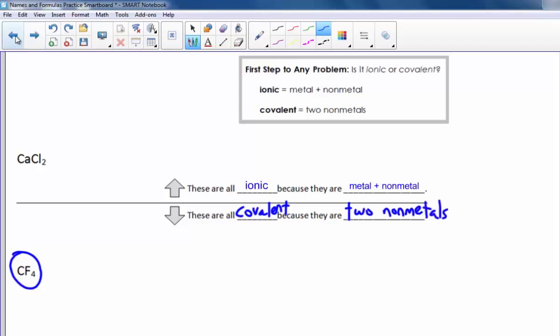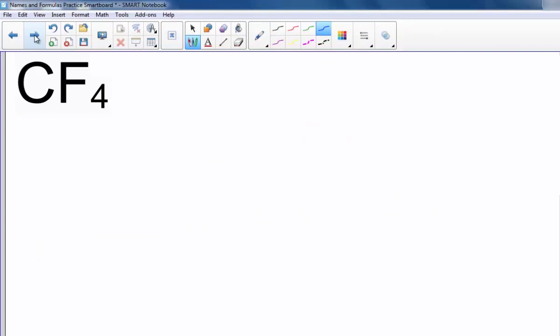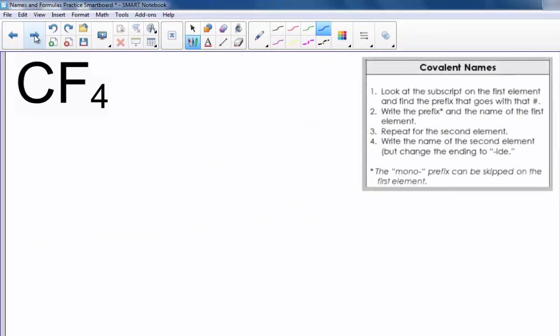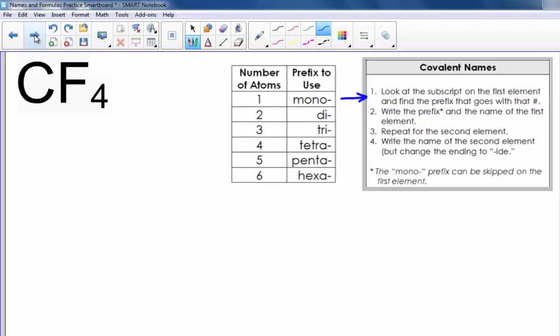Now I'll do one of these, and then you can work ahead of me if you like. For CF4, we're going to pull up the set of rules for naming covalent substances. The first rule says look at the subscript on the first element and find the prefix that goes with that number. Looking at carbon, there's no subscript written to the right of it. Technically, that means there's one atom of carbon, but we never write a subscript of 1. We just leave it out for simplicity.